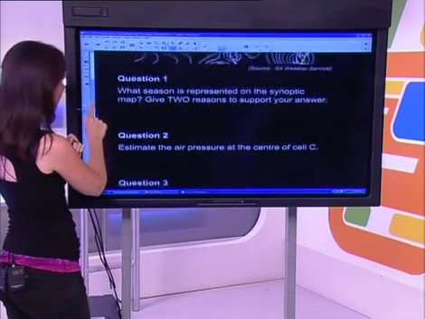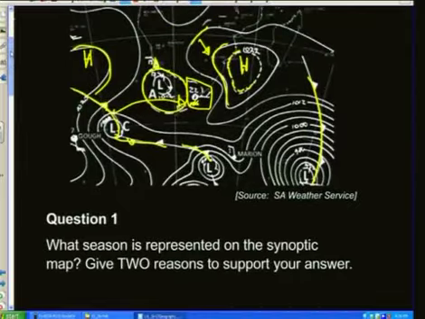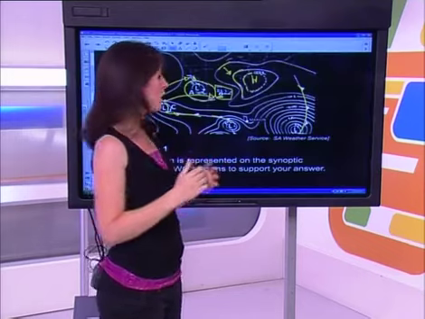Right, so question 1 asked you firstly, what season is illustrated on the synoptic weather map? So how do we go about answering that question? Right, let's go back there quickly. Well, we can see that this cold front here is likely to push over southern Africa. And we know that mid-latitude cyclones, especially the cold front parts, only affect us in our winter months. So the first clue there is that we have a cold front coming over us.